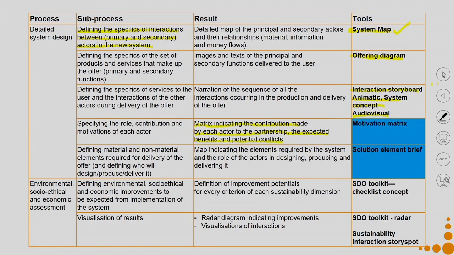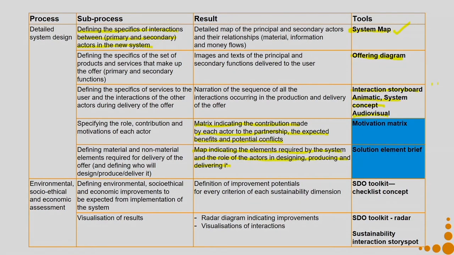After I have done this, my next step is the solution element brief. What it implies is a map indicating the elements required by the system and the role of the actors in designing, producing and delivering it. So I will put down all material and non-material roles that each and every actor is going to put in and divide it into three categories: designing it, producing it, delivering it. One can do one of them or all of them. And then again in the assessment, we will be using our SDO toolkit checklist. We will refine it if we need to, the radar diagram and the sustainability interaction storyboard.